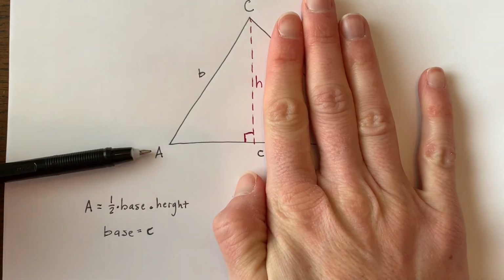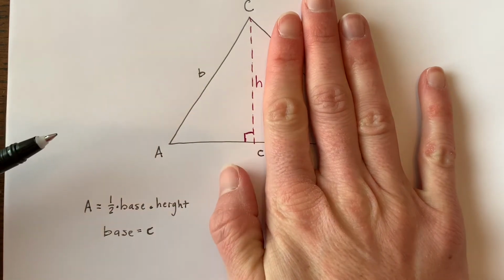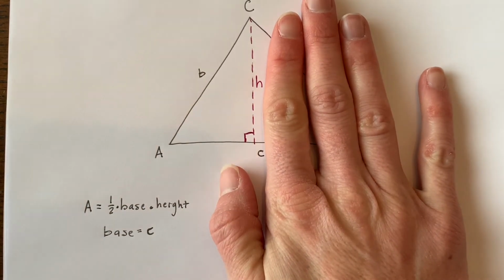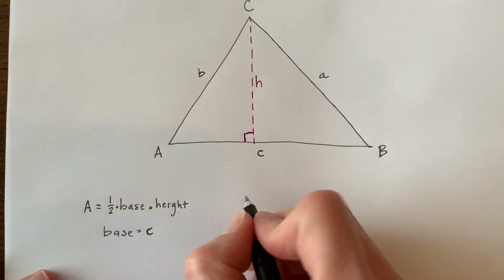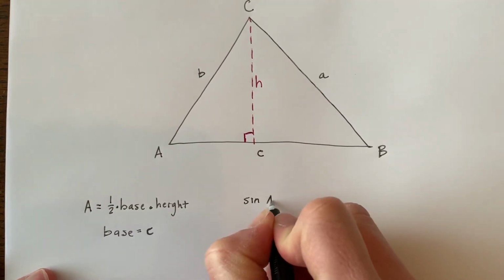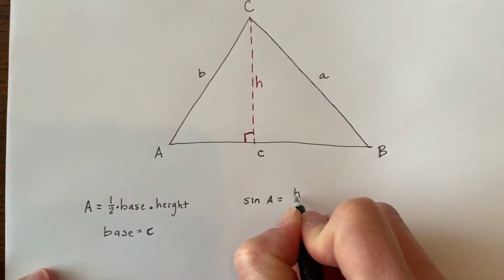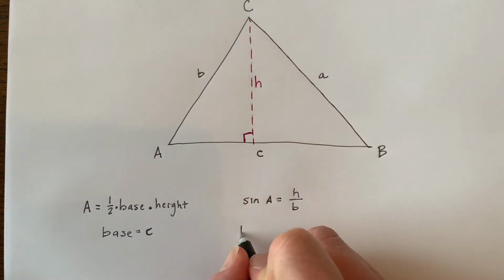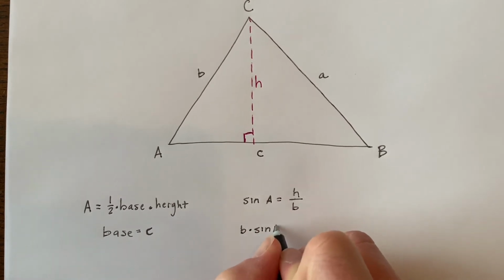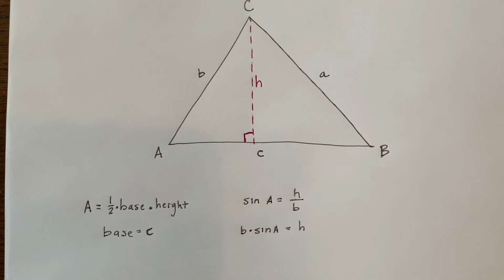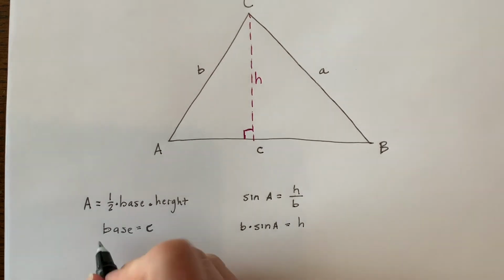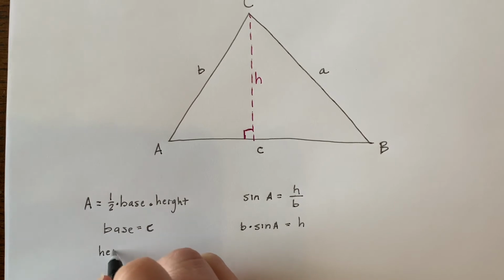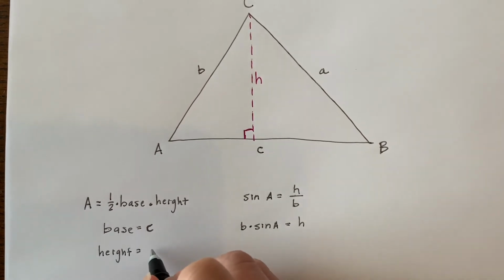So here, if I have angle A, I know H is the opposite side and B is the hypotenuse. So I know that sine of A is equal to the opposite side divided by the hypotenuse. If I want to solve for the height, I'm going to multiply both sides by b. So b times the sine of A is equal to my height. Now I'm going to transfer that information over here. So I know my height is equal to b times the sine of A.